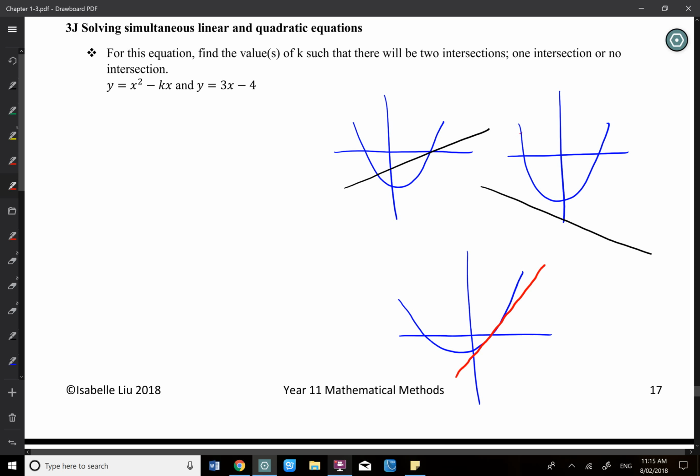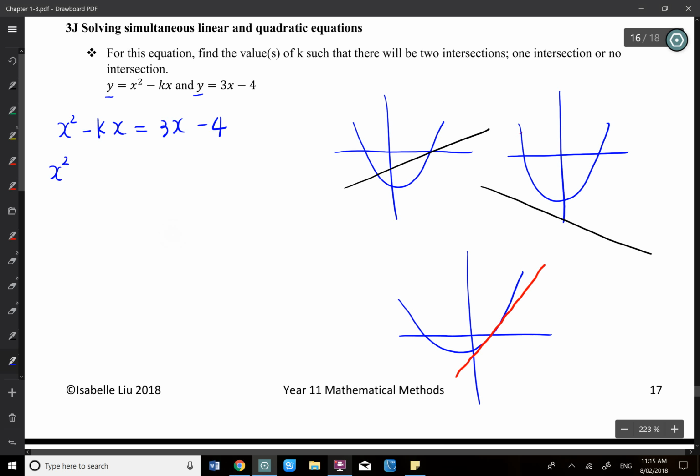This is a simultaneous equation. First of all, we want to set up the equation and put them together, so y should equal y. So we have x squared minus kx equals 3x minus 4. That's what I will do first. Then because we can see that's a quadratic equation, I want to solve for zeros, so I want to make everything to one side first.